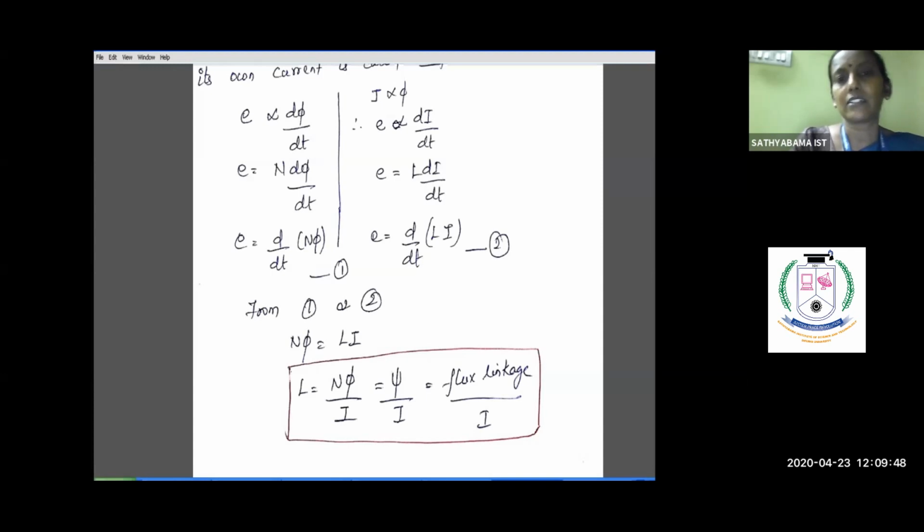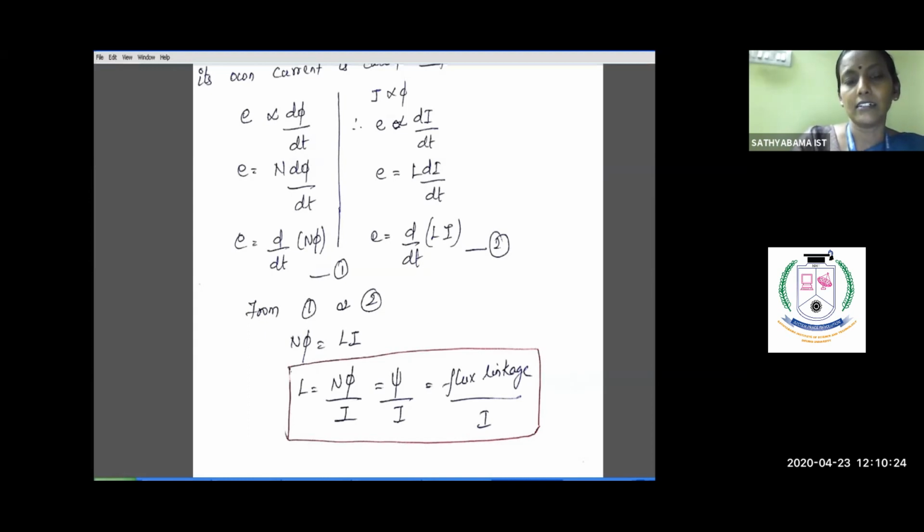One more equation you can see in the right hand side; I have made it as two columns. E is proportional to, and we know that flux is proportional to current, so this phi is replaced by I. So it is di by dt, which can also be written, replacing the proportionality sign, as L into di by dt. When you compare equations 1 and 2, I can write N phi is equal to L into I. From that, L is equal to N phi by I. N into phi, I call it the flux linkage.